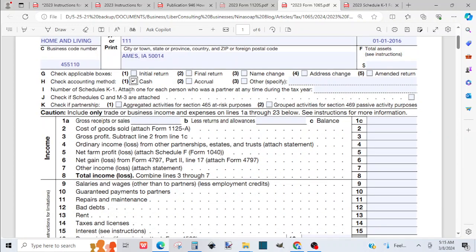Number of Schedule K-1, attach one for each person who was a partner at any time during the year. In this example, we are going to work with 2. Check if Schedule C and M-3 are attached. We are not going to check it just here. But if after completing Schedule B, where they have questions, you are required to file those, then it's a good idea to come back and check it. But again, when you are using a software, the software will check it automatically for you.